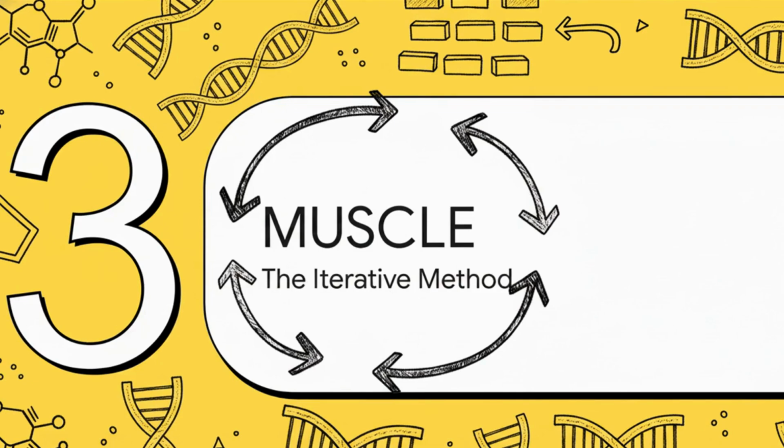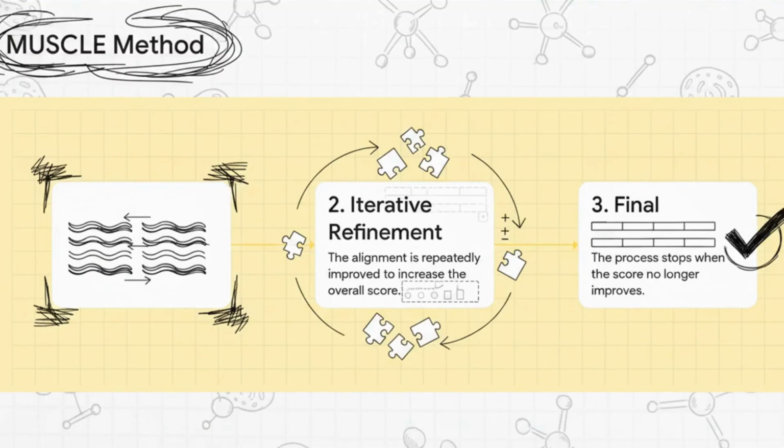Let's talk about Muscle. The name stands for Multiple Sequence Comparison by Log Expectation, and its whole philosophy is based on iteration. Unlike Clustal, Muscle doesn't just do the alignment once. It starts by creating a quick and dirty first draft. And here's the brilliant part. It then goes back and refines that alignment over and over again. It essentially breaks the alignment apart and puts it back together, checking each time to see if the new version has a better score. It just keeps doing this until the score stops improving.